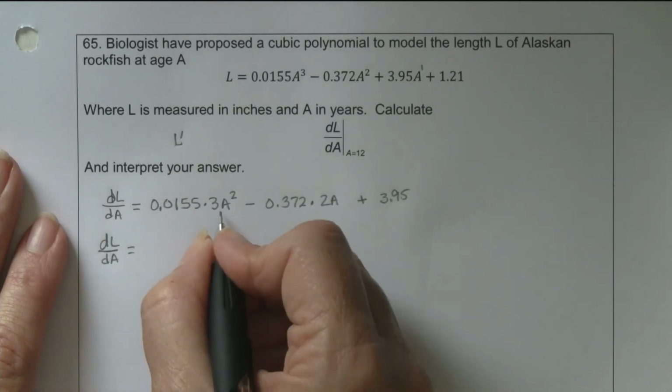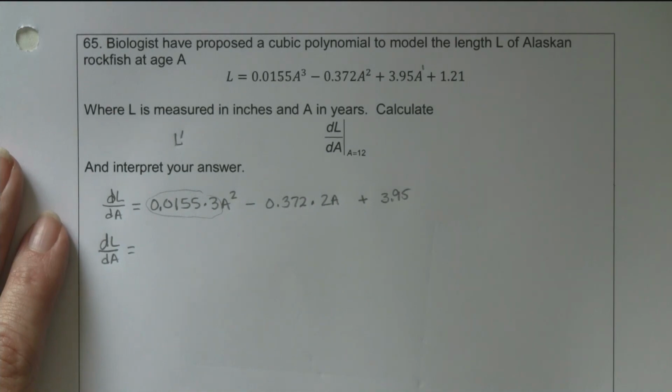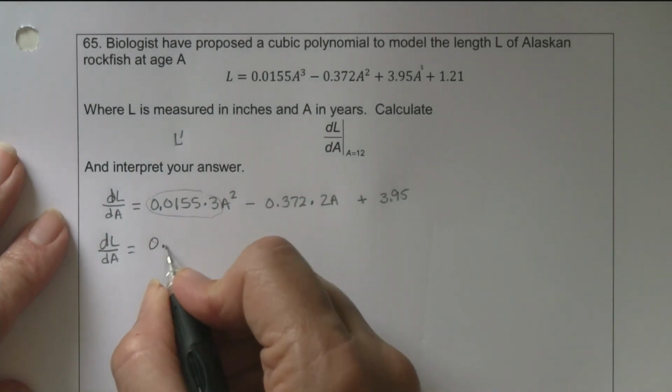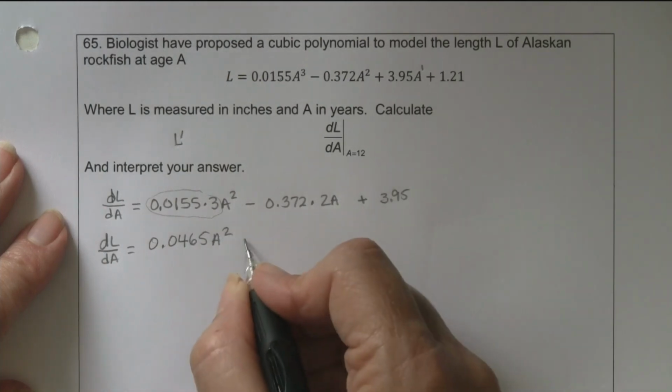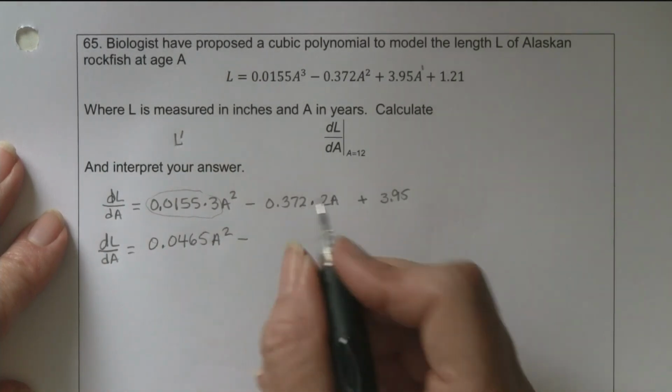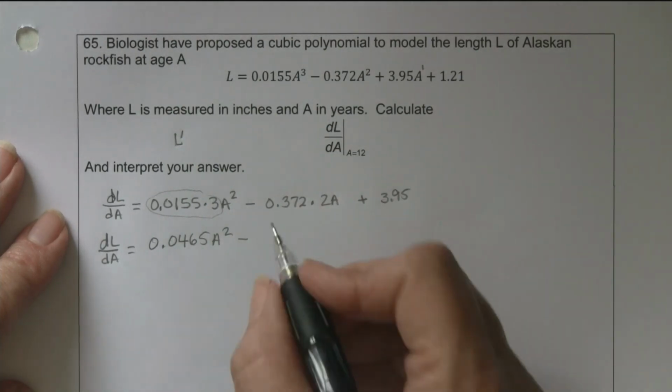And so dL/dA, when I fix it up, multiplying these together with my calculator, is 0.0465 a squared, minus 2 times 0.372, which is 0.744 a.